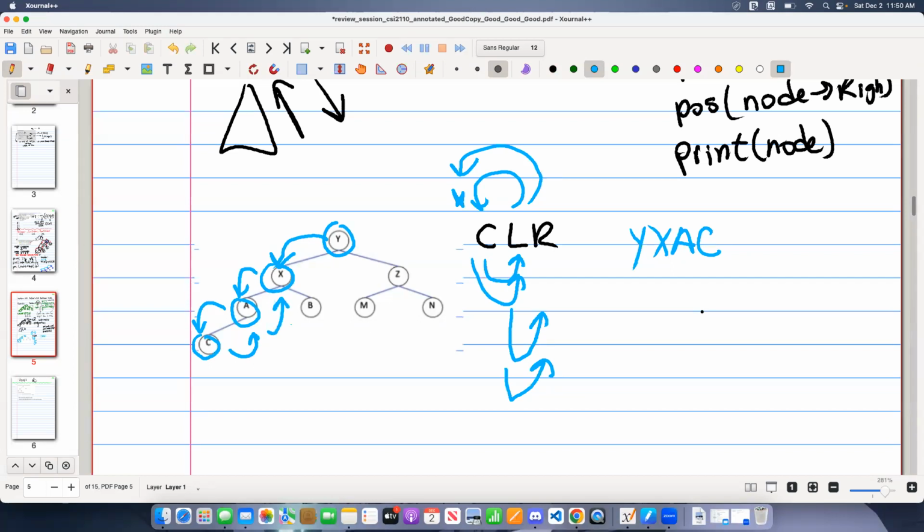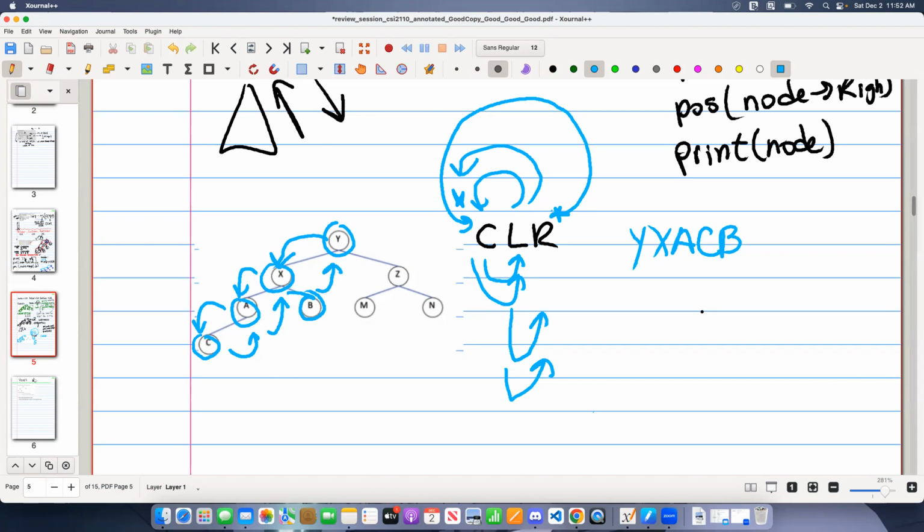Does X have a right node? Yes. So we go towards the right. After you're done this step, you start all the way back towards the end and you print out B right away. And then you ask, does B have a left node? No. Does B have a right node? No. So then that call cancels, and then we go back to Y.